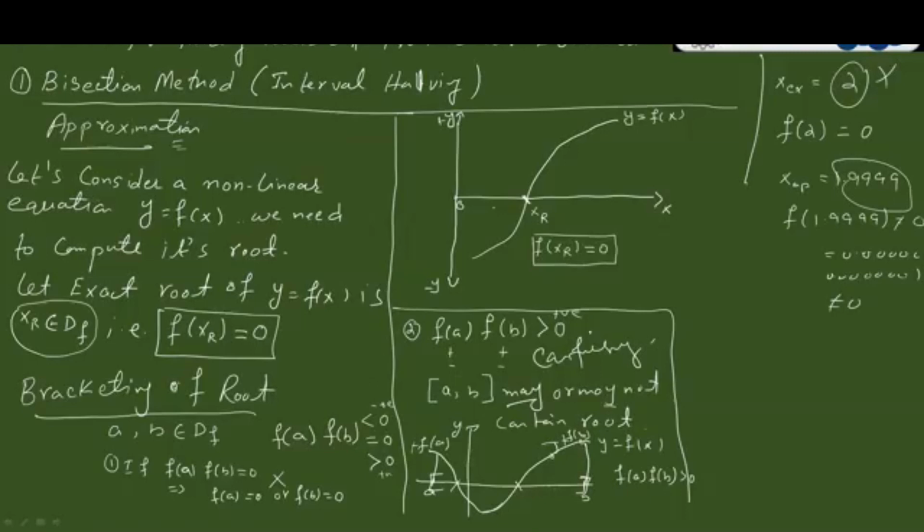So how do we do that? In the third case, I will remove that part in the later slide, or maybe I will redraw this diagram on the next slide. But this concept, called bracketing, is very important. It will be used in the other methods as well. I'm explaining it with reference to the bisection method, but it is a general concept. We are just bracketing at the moment.